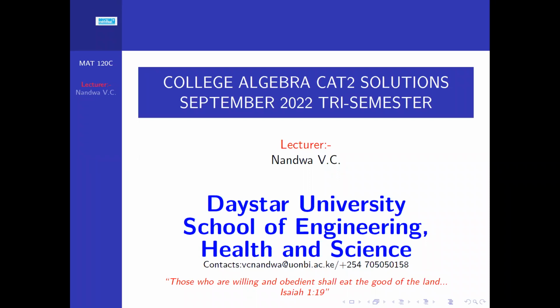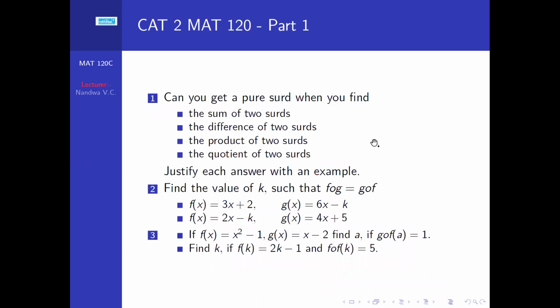Welcome. We are going to discuss the solution to part 2 that was done in November. So the first set of questions, you are to check whether it is possible to find a pure surd when you get the sum of two surds, and then when you get the difference of two surds, product of two surds, and quotient of two surds. Then to justify each of the answers with an example.